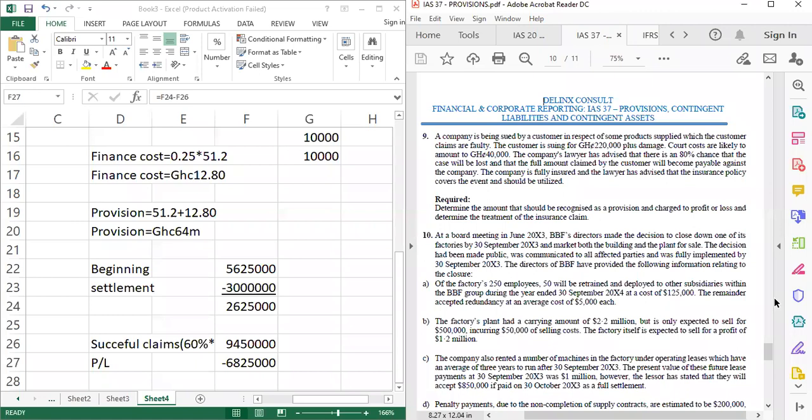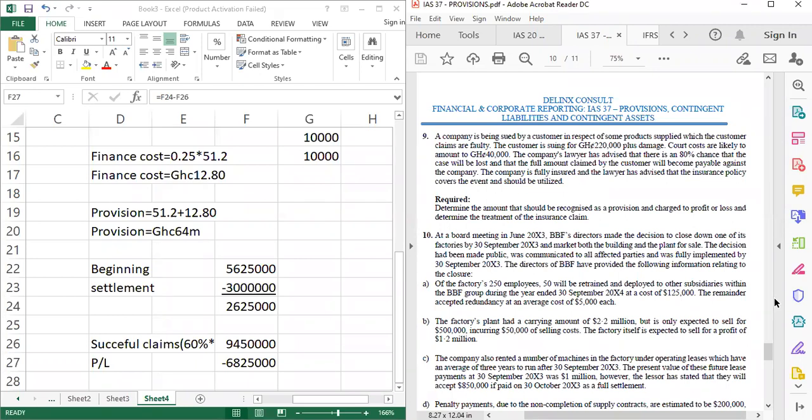Okay, so what happened is that a company is being sued by a customer in respect of some product supplied which the customer claims is faulty. The customer is suing for 220,000 plus damages. Court costs are likely to amount to 40,000. Whether the claim will be successful or not, you cannot dodge it, you cannot avoid it.